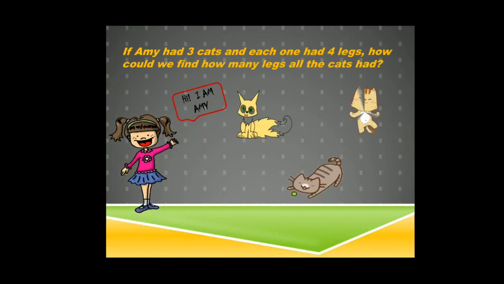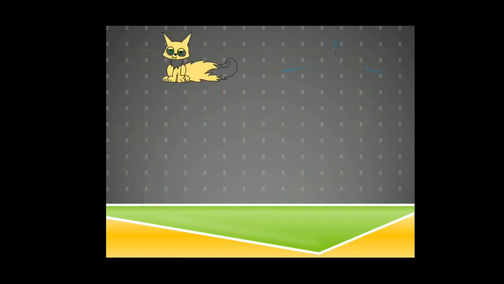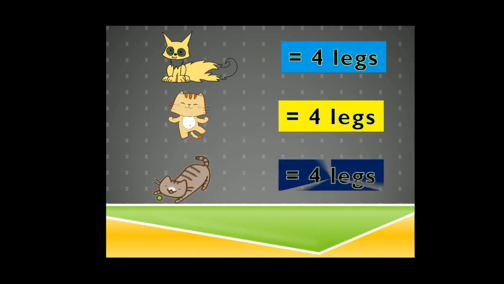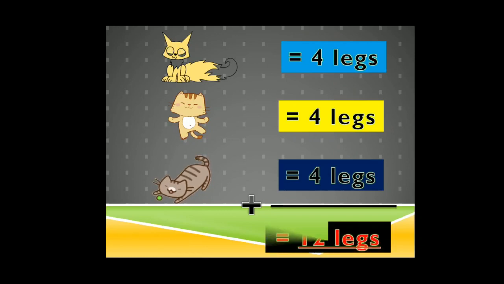Amy had 3 cats and each one had 4 legs. How could we find how many legs all the cats had? The first cat is having 4 legs, the other with 4 and the third with 4. So to find the total number of legs, we will use the operation addition and we'll add, and after adding we'll get 12 legs. So this is the first way to find the multiplication.